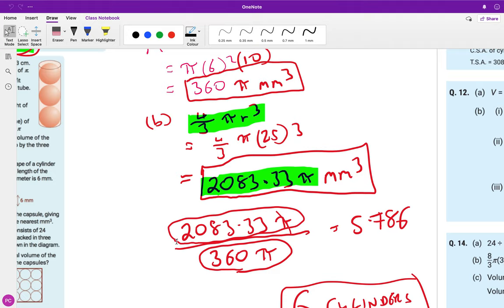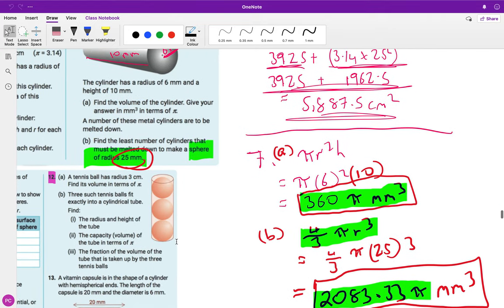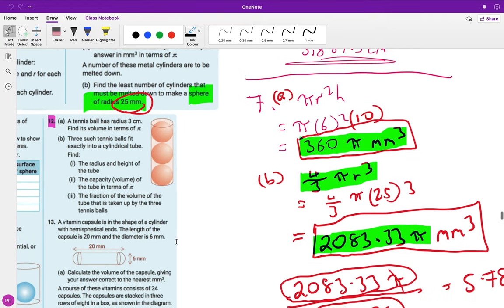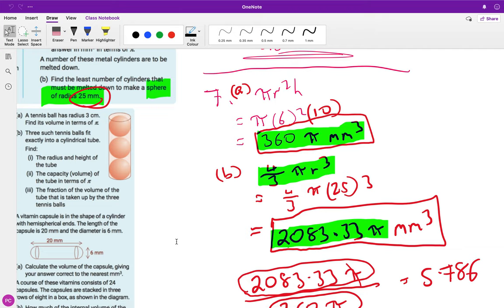Here's the volume of the big cylinder you have in the question. So he's saying, how many cylinders can you make of a sphere of radius, what did I say in the question, of radius 25 millimeters? So here is our cylinder, here is our spheres. When you divide it in, you can get around 5.786, or just under 6 cylinders.